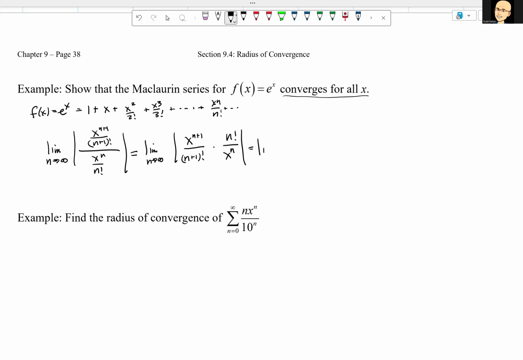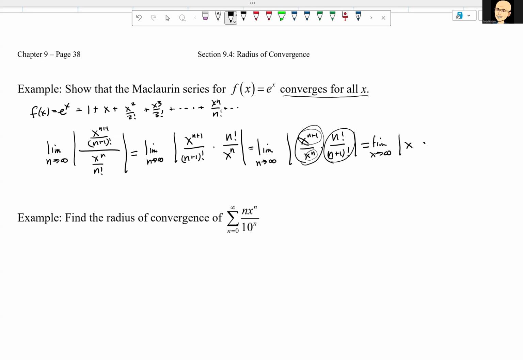Now, I'm going to do one last rewrite so it makes it clear how we're looking at this. x to the n plus 1 over x to the nth, n factorial over n plus 1 factorial. Now, if I simplify this expression, I get simply just x. There's one more x up top than there is on bottom in terms of multipliers.